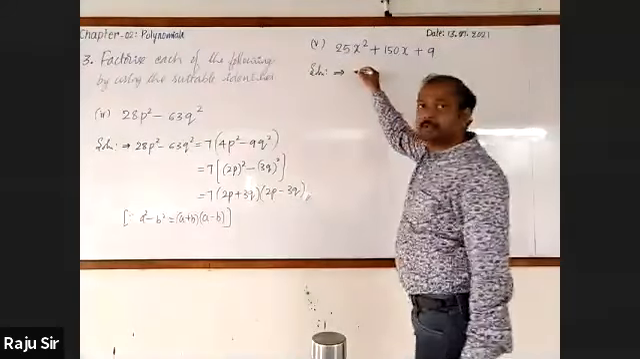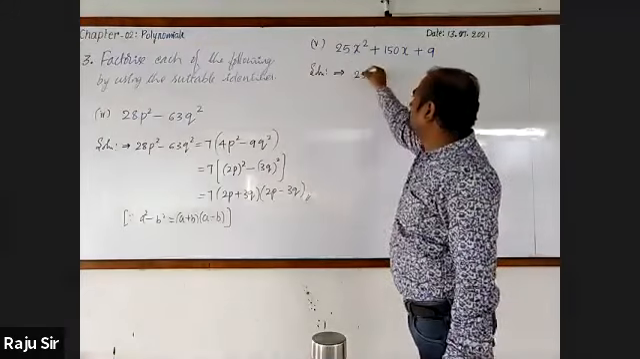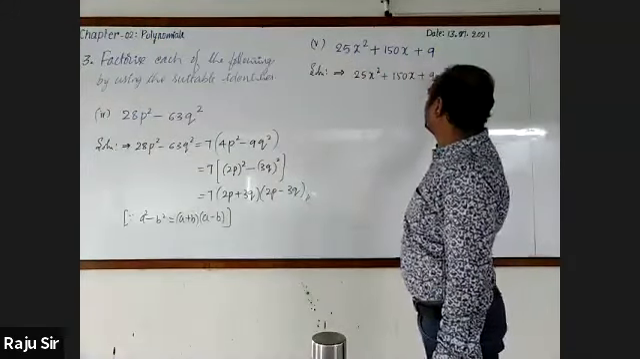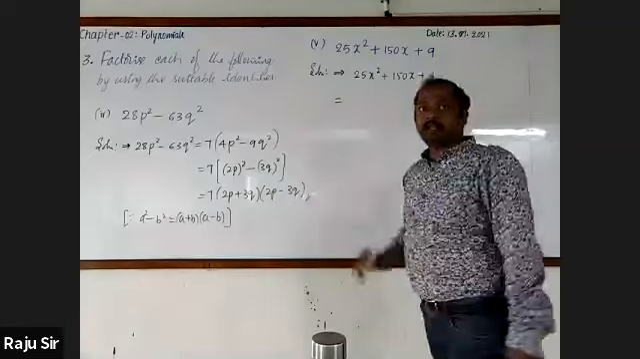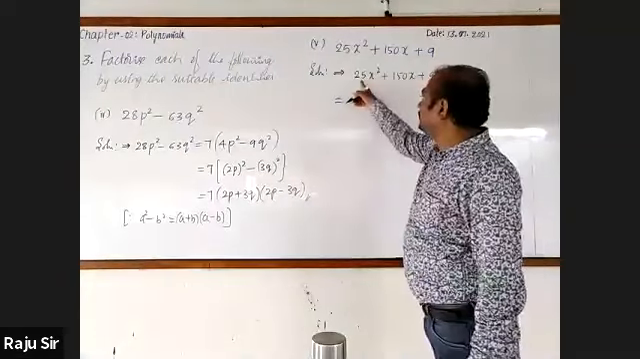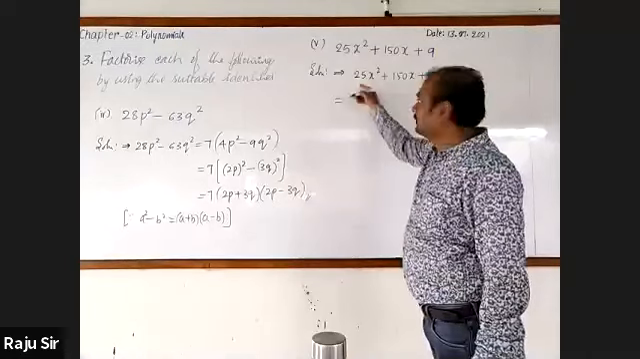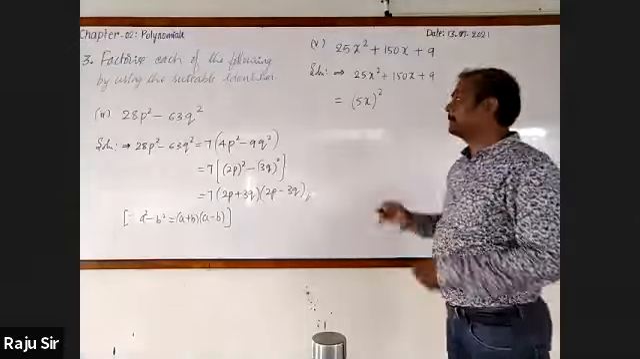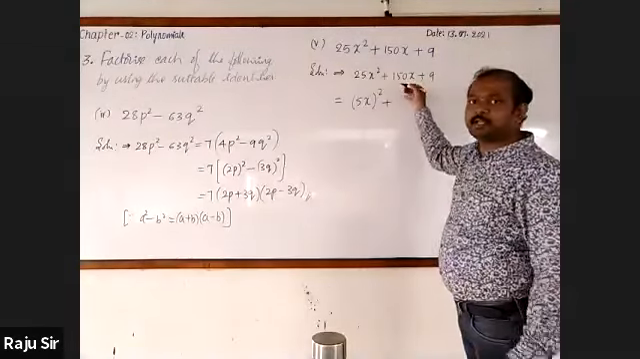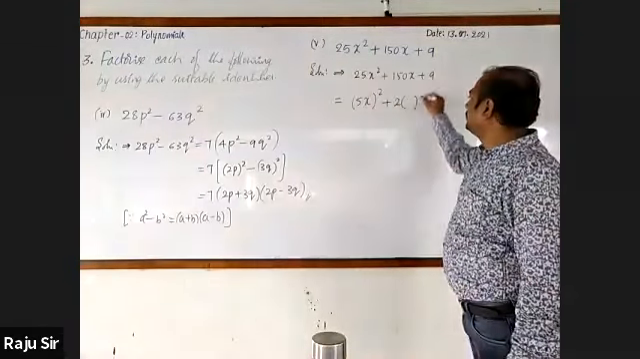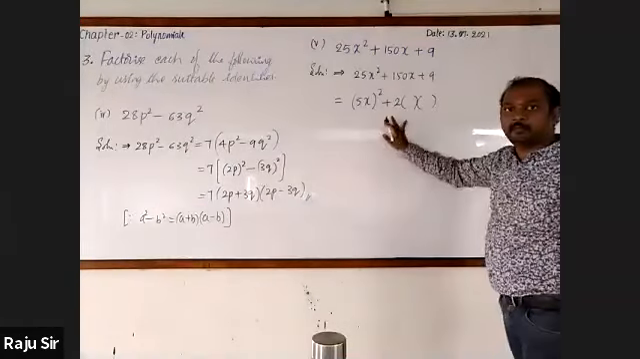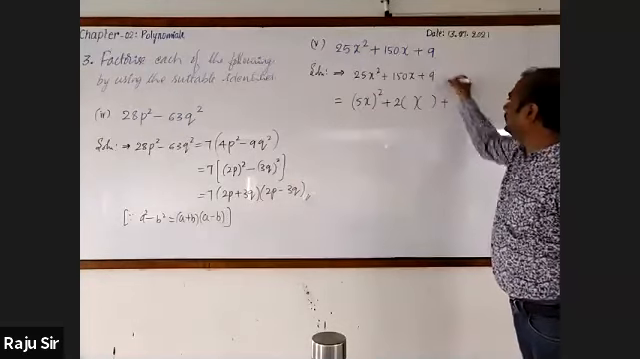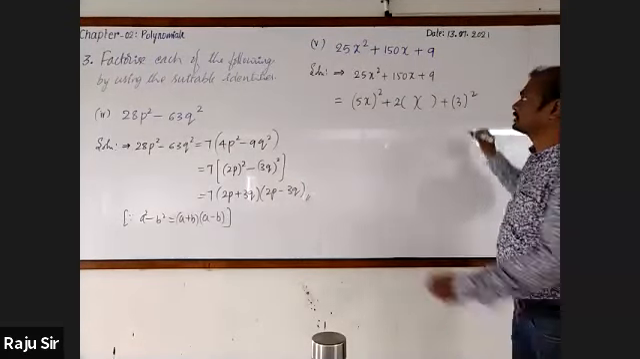First, let me write the given statement as it is. 25x square plus 150x plus 9. We can rewrite this as 25x square is 5x whole square. It is 5x whole square plus 150x, we do not know, it may be in the form 2ab. I am leaving the gap as it is for a and b. Plus, here 9 is there. I can write 3 whole square.